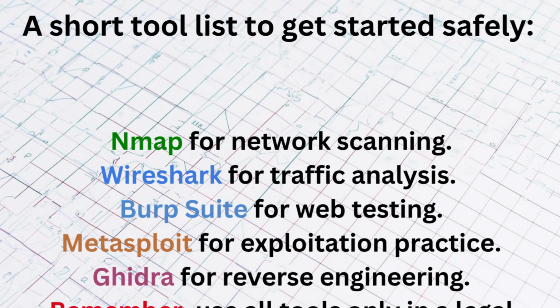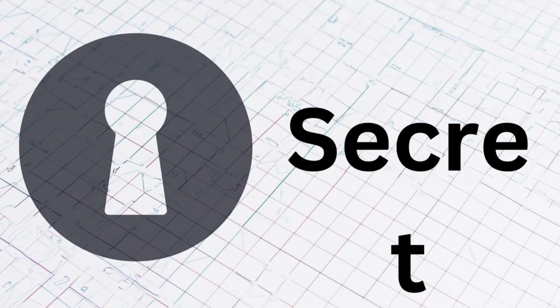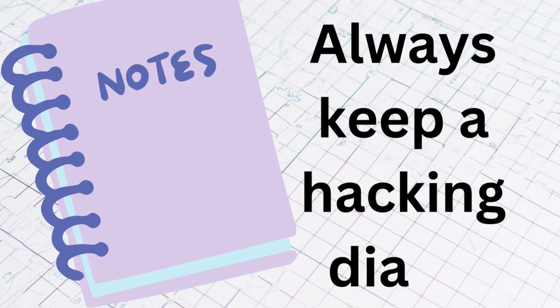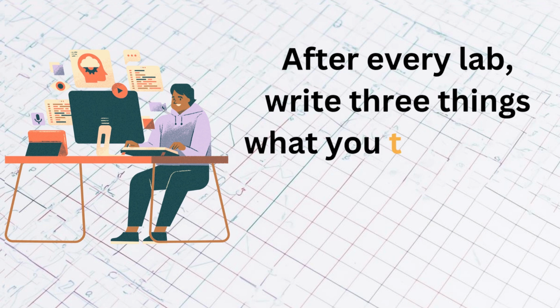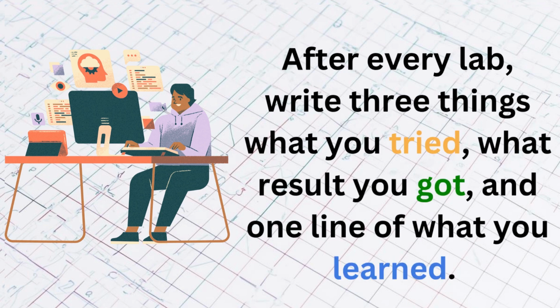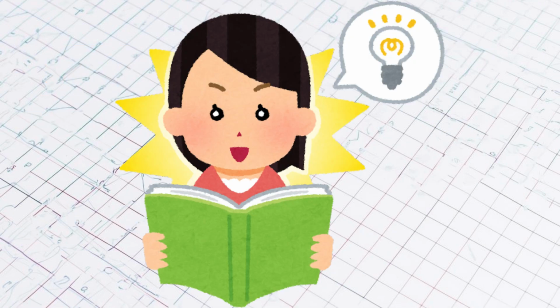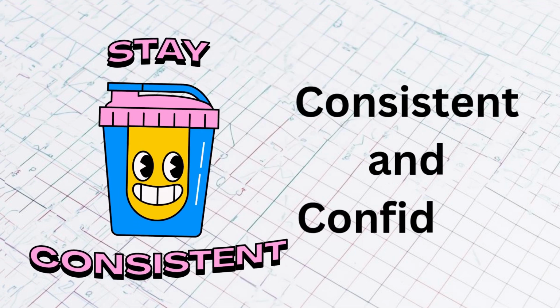Now here's the secret trick I promised at the start. Always keep a hacking diary. After every lab, write 3 things: what you tried, what result you got, and 1 line of what you learned. After 1 month, you'll see your growth clearly, and that diary becomes your proof of skills. That simple habit will make you consistent and confident.